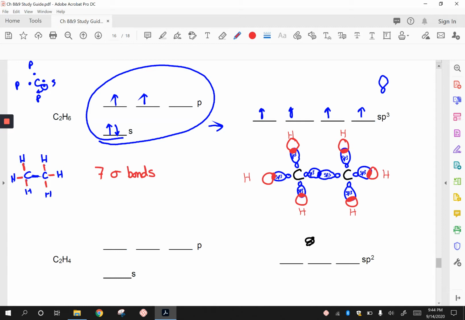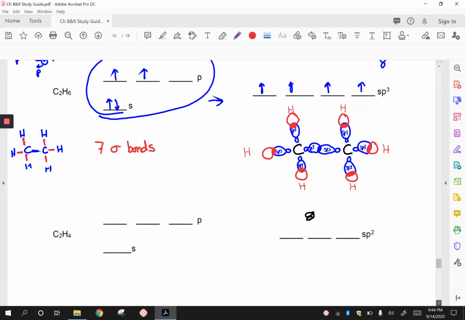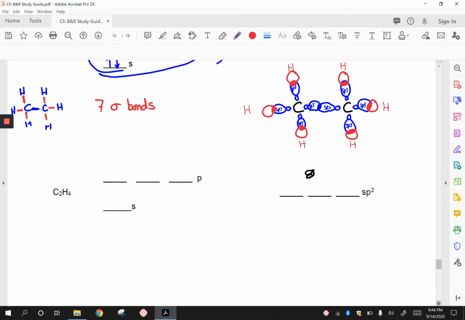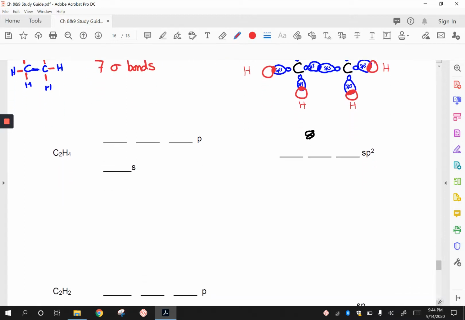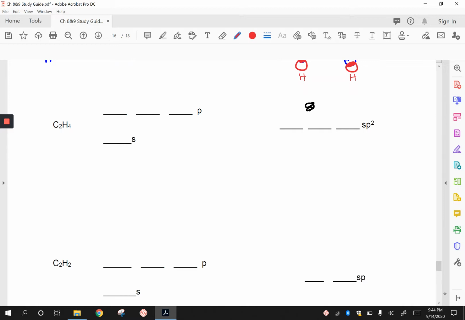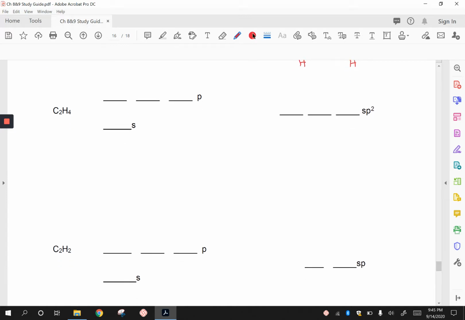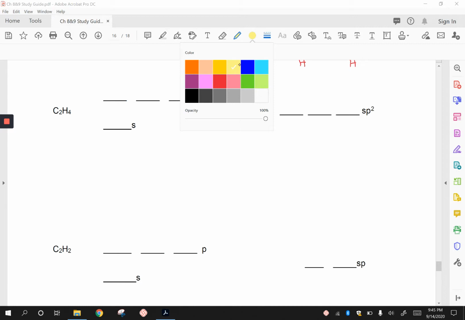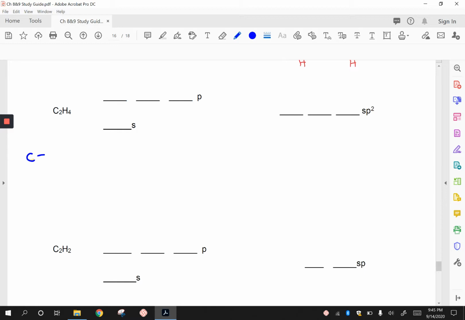Okay, now let's look at a double bond now. And this is where really hybridization, I think, starts to make sense. So let's look at C2H4. So I'm going to go ahead and draw C2H4. C2H4 looks like, oops, didn't mean to do yellow, there we go. Double bond between the carbons, and then each of those carbons is bonded to 2 hydrogens.